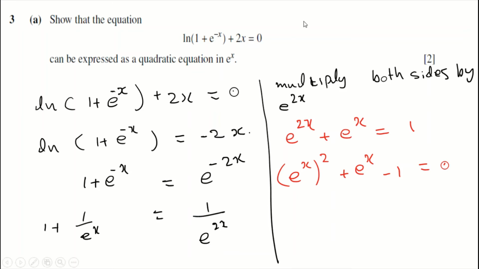Now we multiply the whole equation by e^(2x). So when you multiply this 1 by e^(2x), it will become e^(2x). When you multiply 1 over e^x by e^(2x), it will become e^x, and this will become 1. So this is (e^x)^2 + 1·e^x - 1 = 0. So this is the quadratic equation they wanted us to do. This is the quadratic equation in e^x.